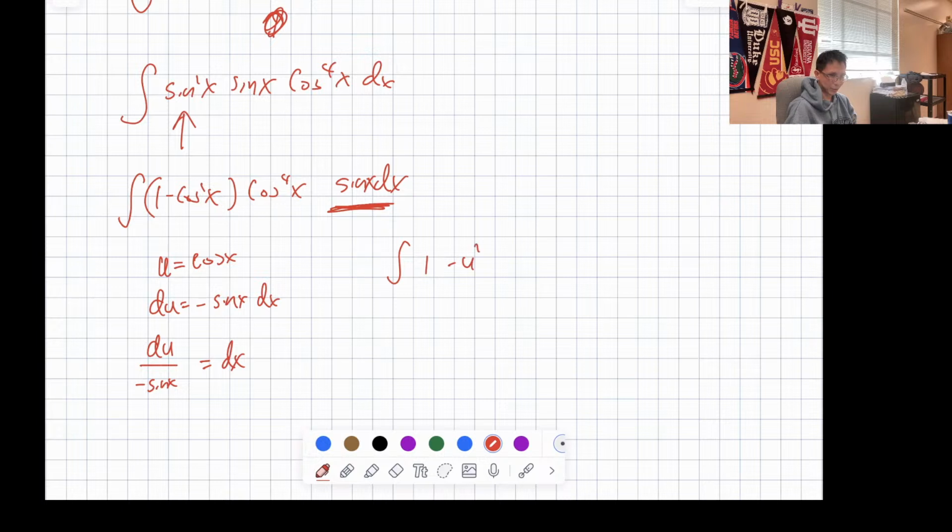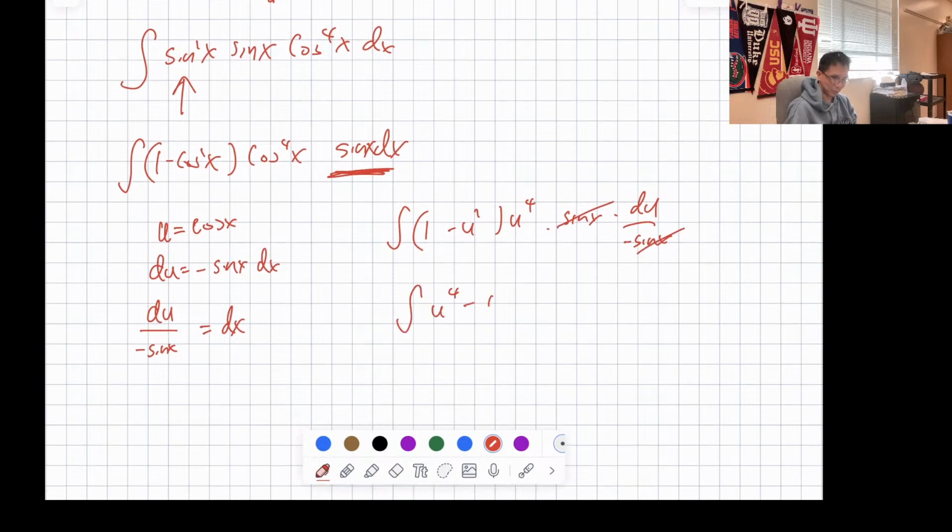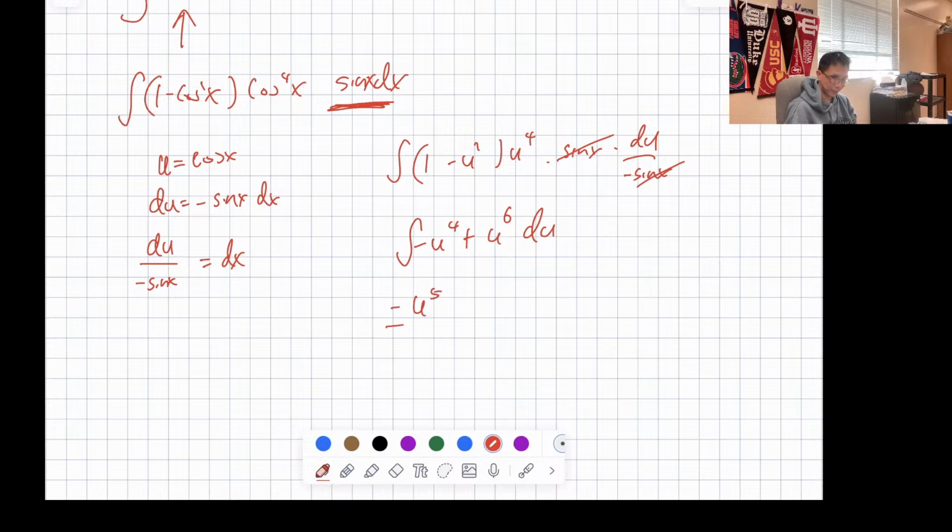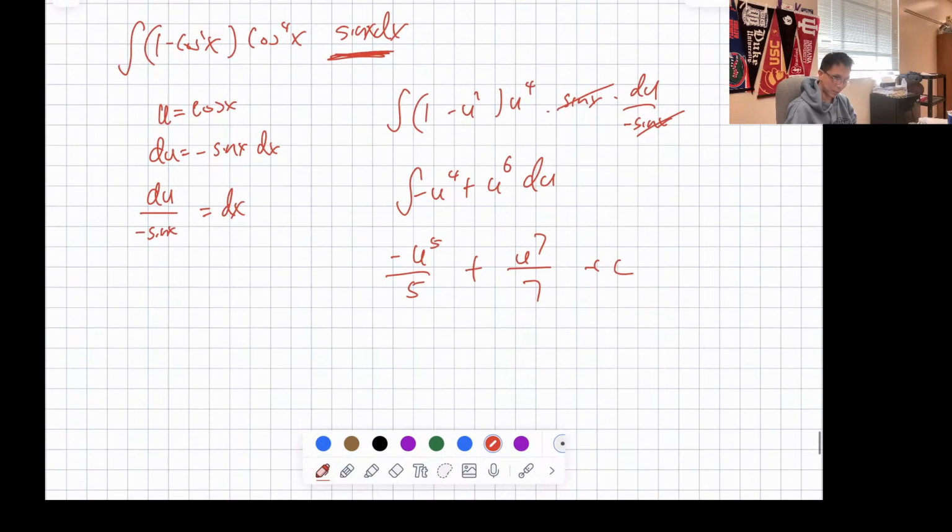So 1 minus u squared times u to the fourth, right? And then you have times sine of x times du over negative sine of x, right? Now, is everything in terms of u? And this one is negative, this one's plus, I think. So that's going to be u to the fifth over 5 minus u to the 7th over 7 plus c. So it'll be negative cosine to the fifth x over 5 plus cosine to the 7th x over 7 plus c.